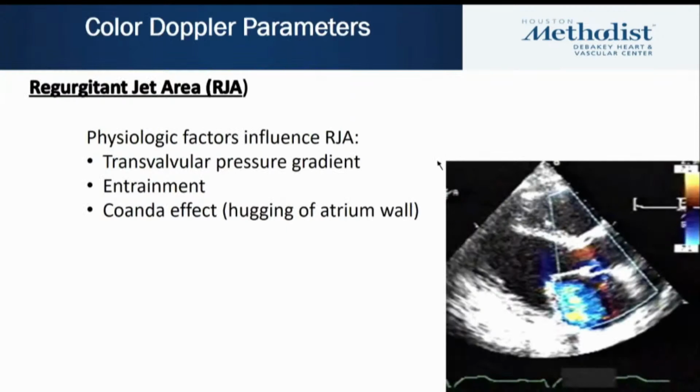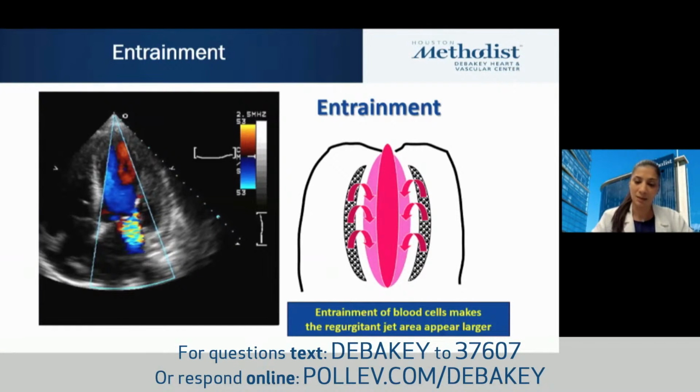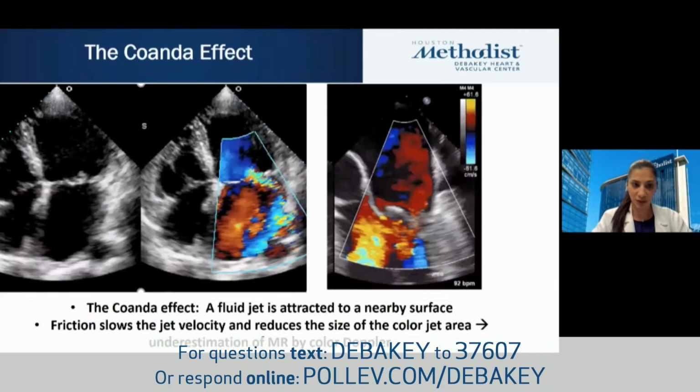Some of the color Doppler parameters we use to evaluate mitral regurgitant lesions include the regurgitant jet area, but a lot of factors can influence this parameter, including the transvalvular pressure gradient, entrainment, and the Coanda effect. This is an example of a central jet where the entrainment of blood cells makes the regurgitant jet appear larger. And remember that color Doppler is a velocity map. So this central jet is attracting more RBCs, and the jet just appears larger visually.